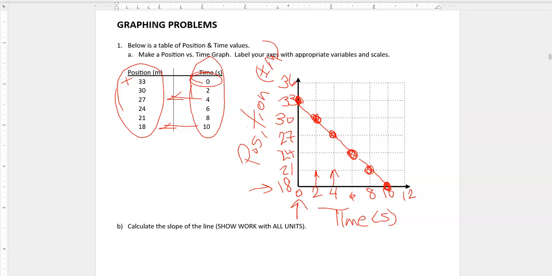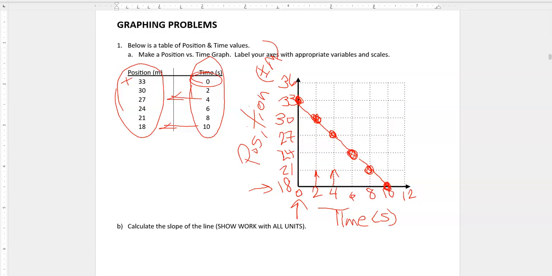So the next part of this problem says calculate the slope of the line. Well, you'll notice there's only one line, so it has only one slope. All of those points are on the same line, so it doesn't matter which 2 points you pick to calculate slope.